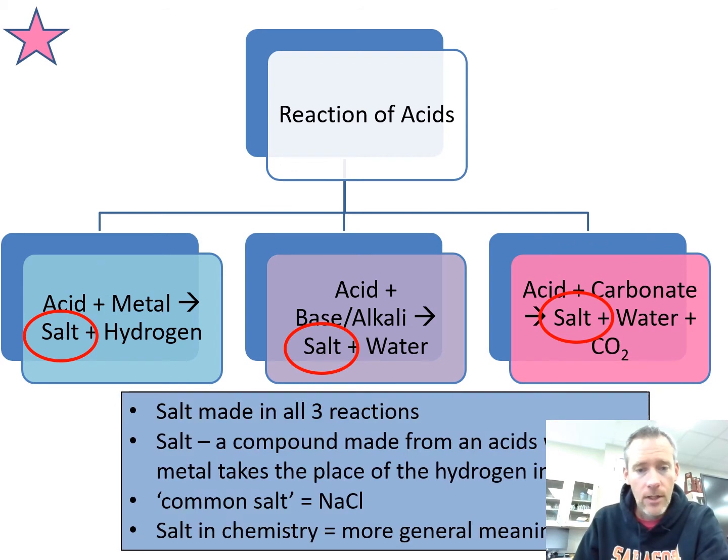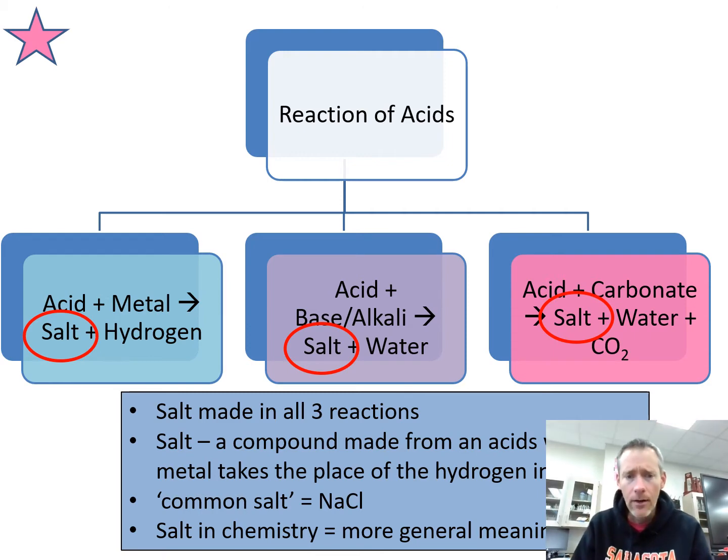So all these make salt reactions. Basically it just takes the acid portion and the metal, and you make the common salt. Table salt is NaCl. A salt is just an ionic compound.